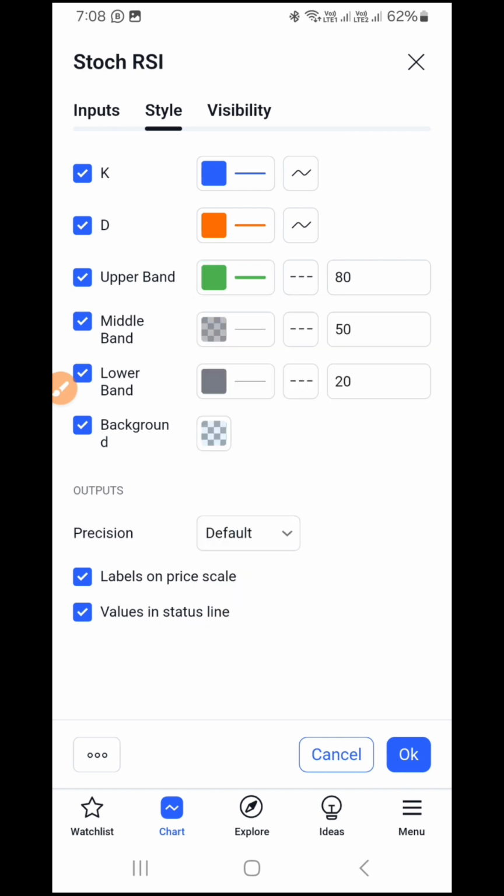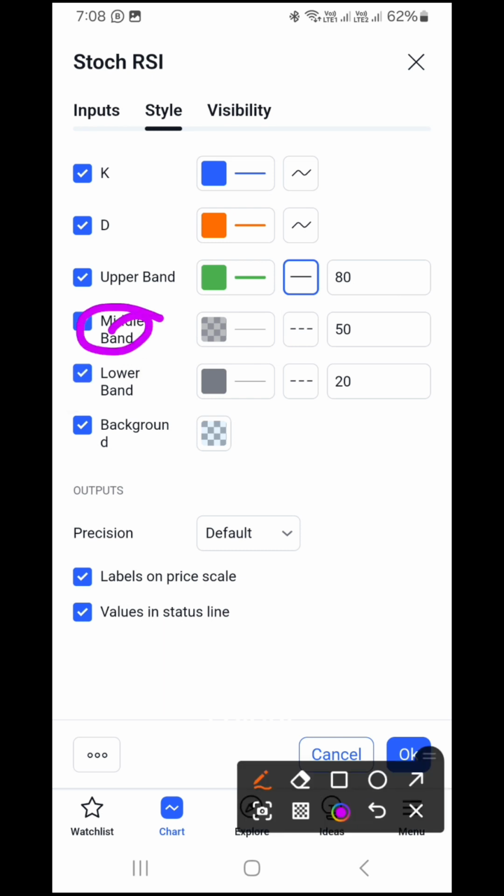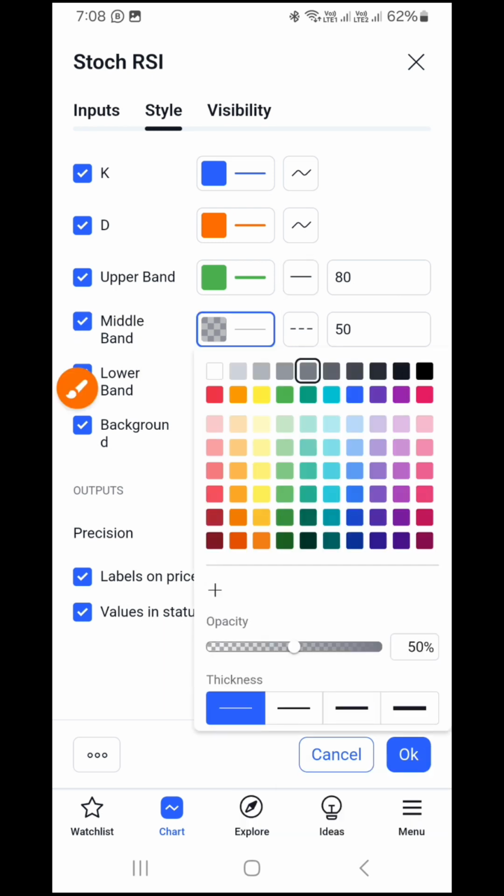Then we need a line like that, instead of dots here. So we go to the middle band here. We change it also. We can give it color. Which color do we have there? That color will not look good. We give it blue. Okay, let's give it blue.